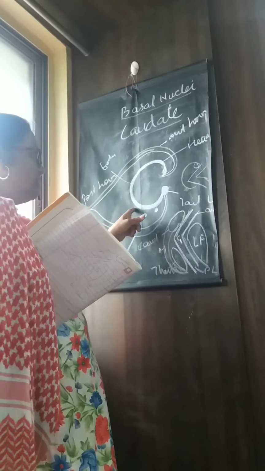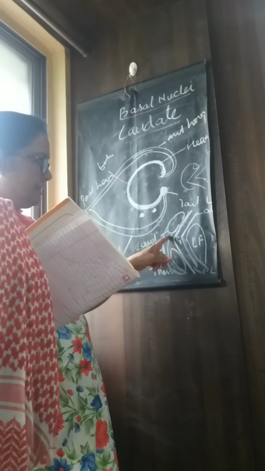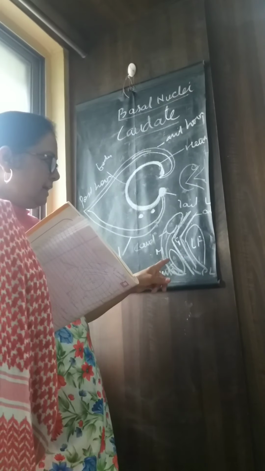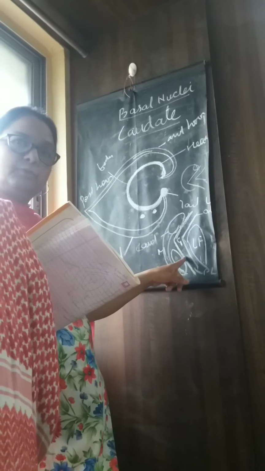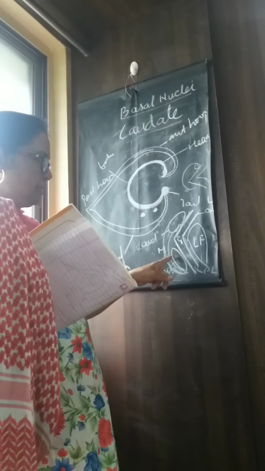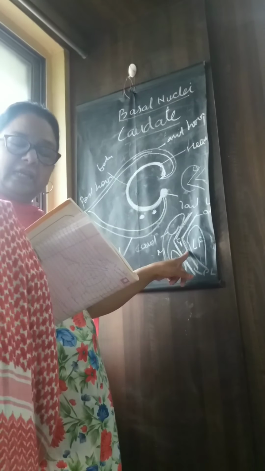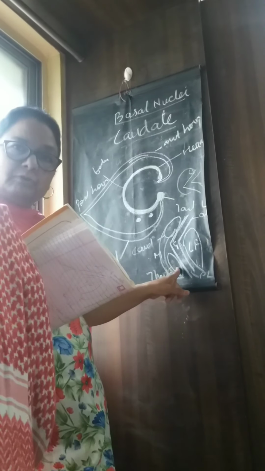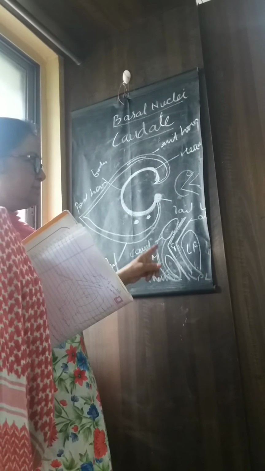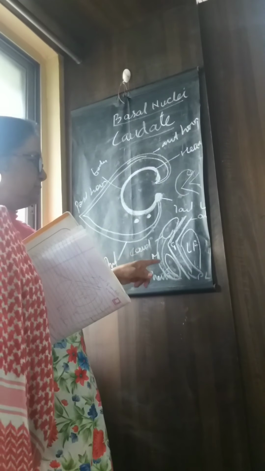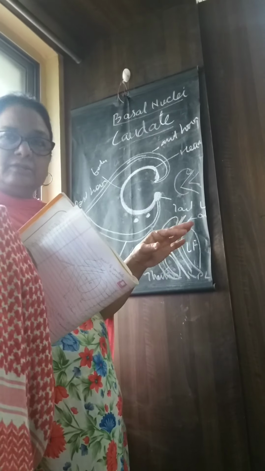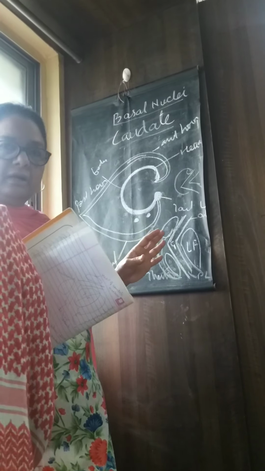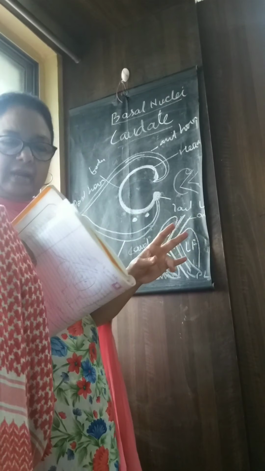And this body forms a medial relation with the posterior limb of the internal capsule. It forms a medial relation with the internal capsule, and it is separated from the internal capsule by the thalamus. In addition to the thalamus, it is also related to the thalamostriate vein and the stria terminalis.